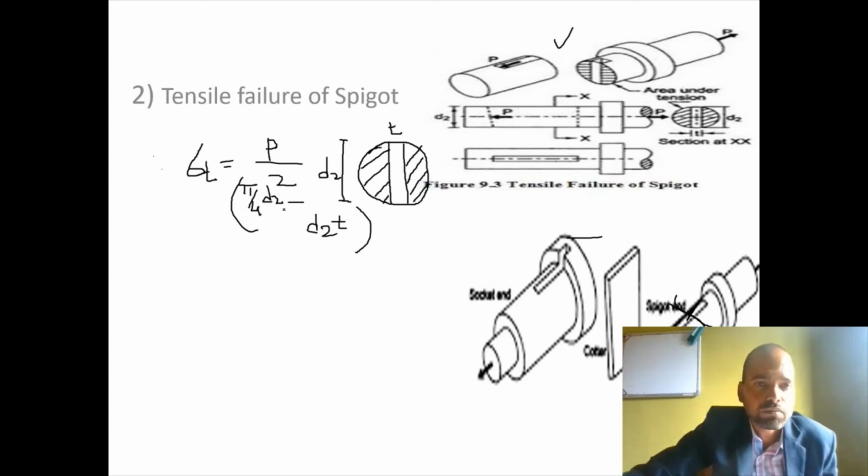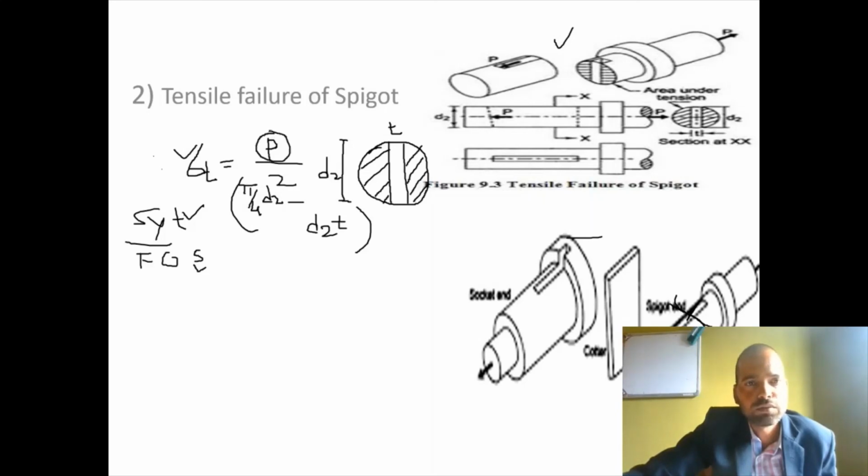From this equation, sigma T will be known from SYT divided by factor of safety. If the material for the spigot is known, we can select SYT, and the factor of safety is again 4 to 6. The applied force P will be known, and from this equation the only unknown parameters are D2 and T. So one parameter needs to be available to find the other parameter.